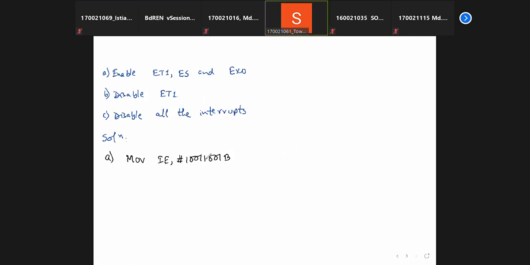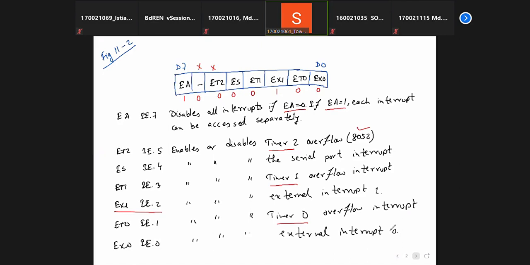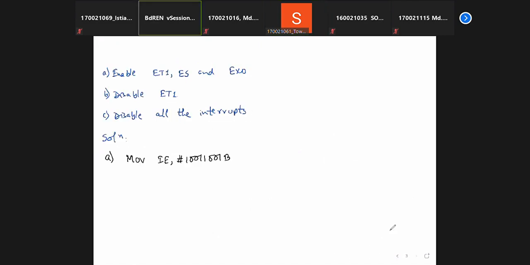Okay. Why the next one? Sir, it is 1 for ET1. So this is the explanation I wanted to hear. We need to make sure that these 3 interrupts are enabled. That's why the corresponding bits in the IE register for these 3 interrupts are made 1. And as master, EA is always 1, right? Yes, sir. So this is the explanation I wanted to hear.